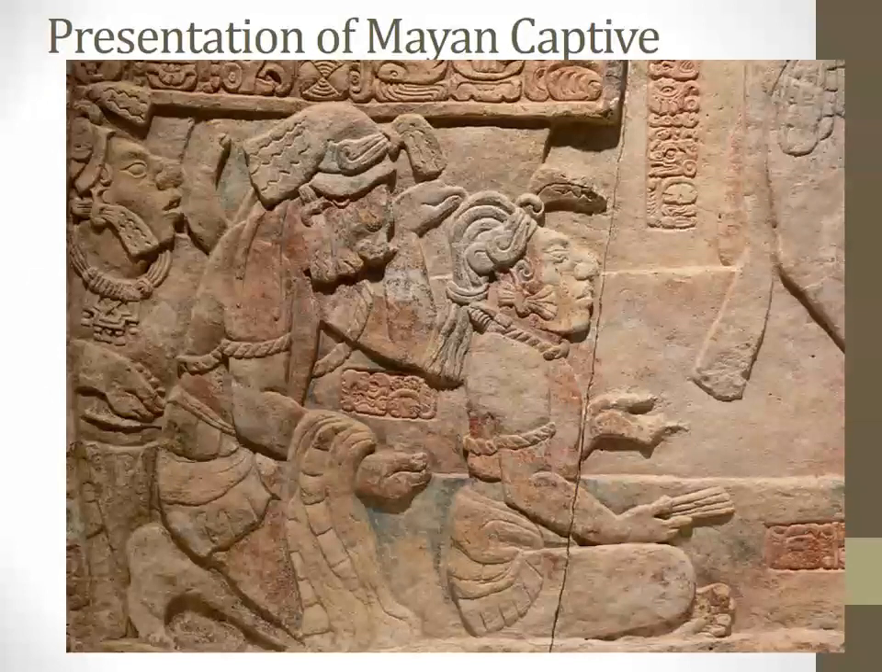This is an etching of a Mayan captive being presented to a king. Again, you can see the individual is bound and unquestionably will be presented for sacrifice ultimately. They also might compete in a Mayan ball game, which could be a competition to the death.